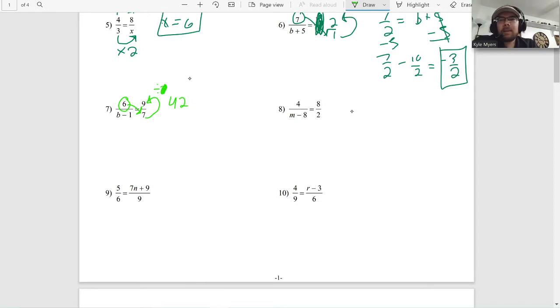So I think I put divided by 2. I don't know why I did that. 6 times 7 is 42. And then we want to divide by 9. Okay, and that equals b minus 1. We want to add 1 to both sides.